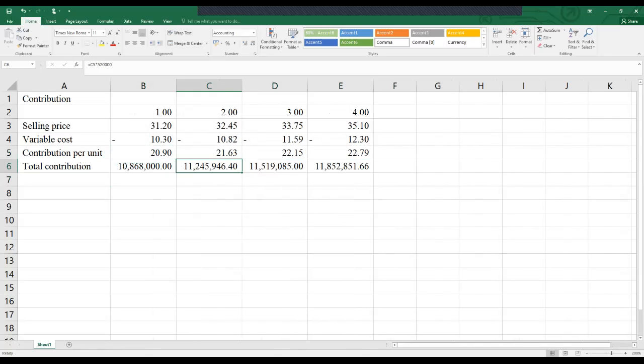Therefore, we can now adjust. Year 2 is 624, so I can adjust to 624,000 units. Year 3, the number of units is 717, so I can adjust to 717. Year 4, the number of units is 788, so I can adjust this to 788.